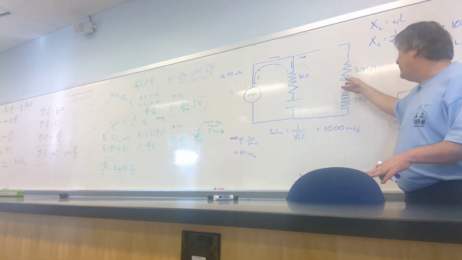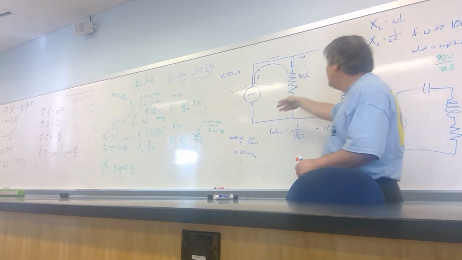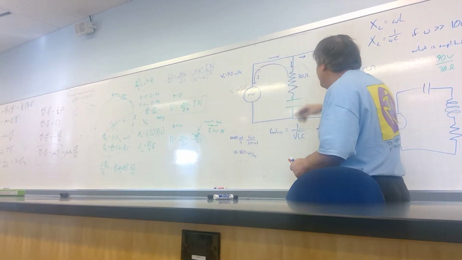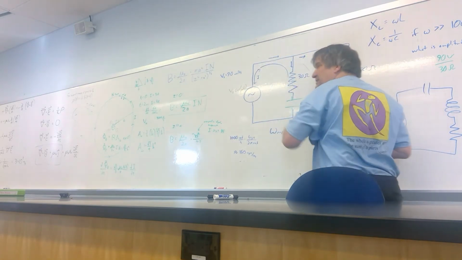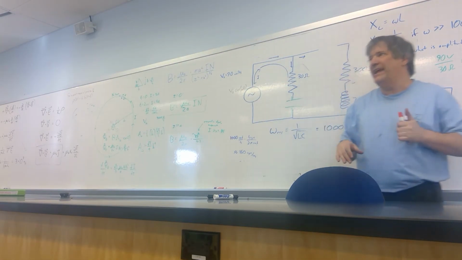So at very low frequency, what would be the amplitude of the current from that source? It would again be 90 volts, this time over 300 ohms. So it would be 0.3 amp amplitude.